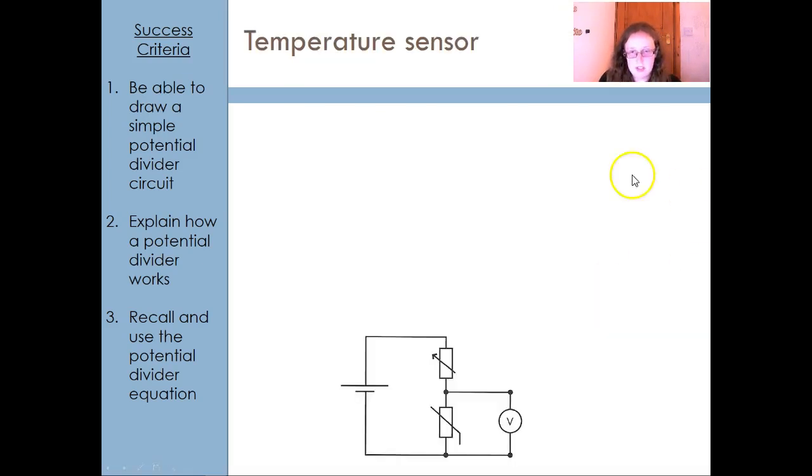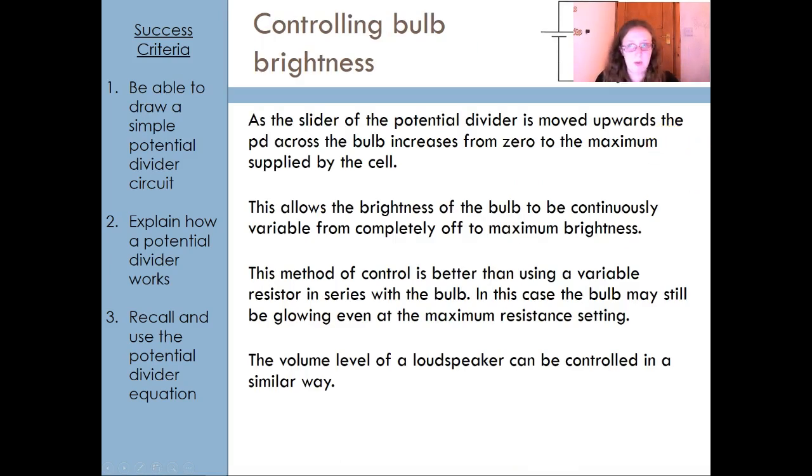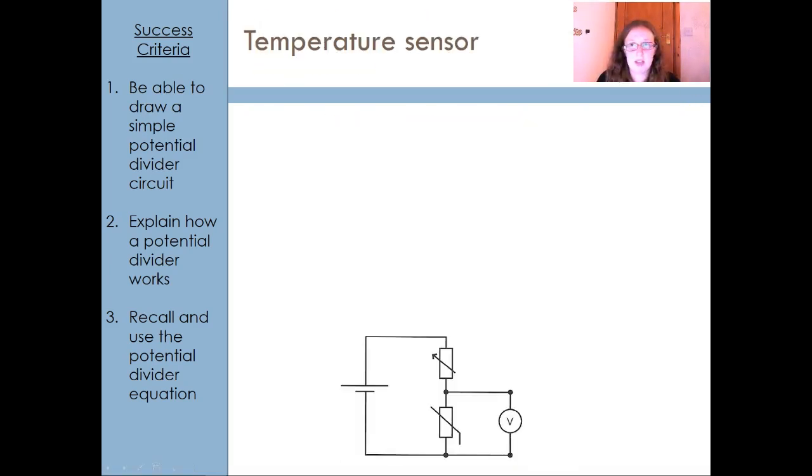I can use the same system for a speaker as well. That's the bog standard simple one. I'm glossing over it because it's pretty easy. The more interesting one is where I have a thermistor or an LDR in there. So essentially something whose resistance changes depending on the environment that it's in. So if you look at this circuit here, I've got a variable resistor and I've got a thermistor which I've attached to, in this case, just a voltmeter.